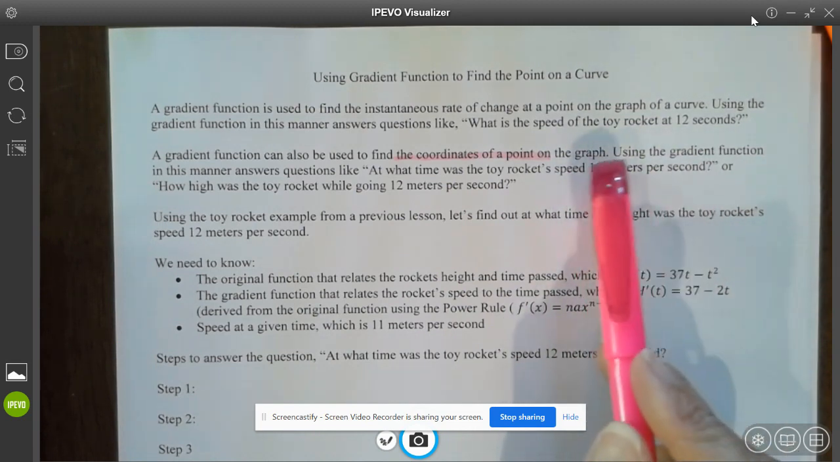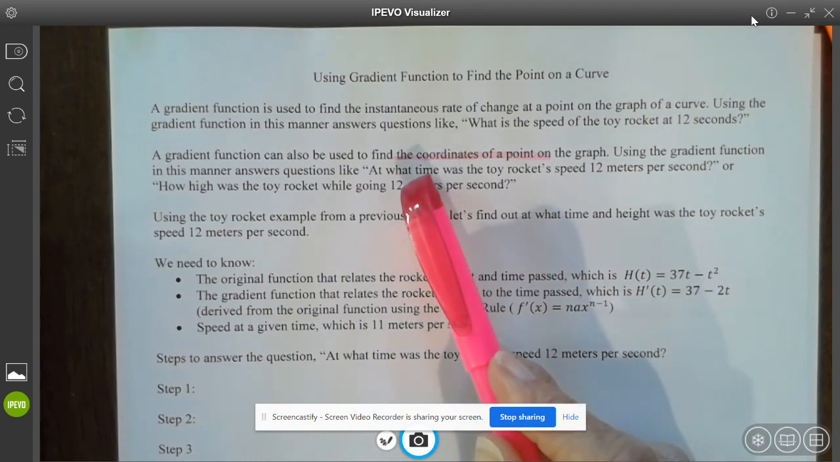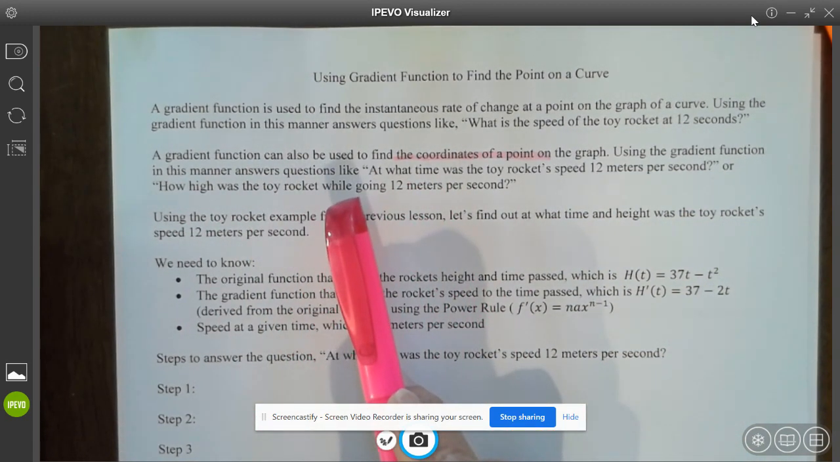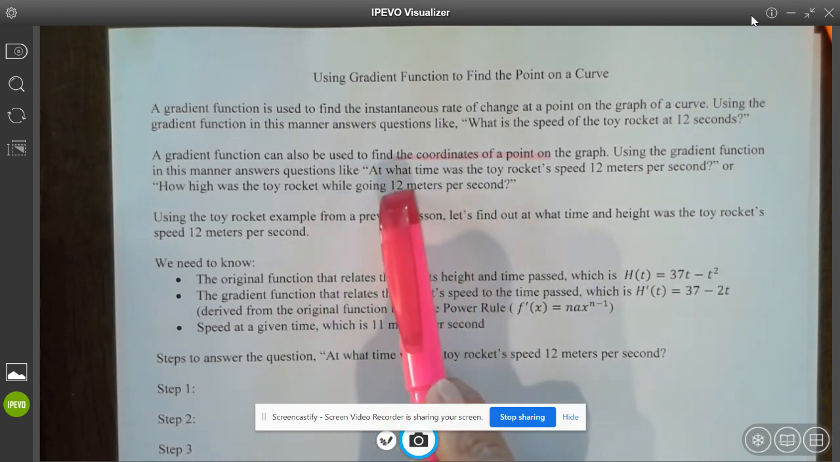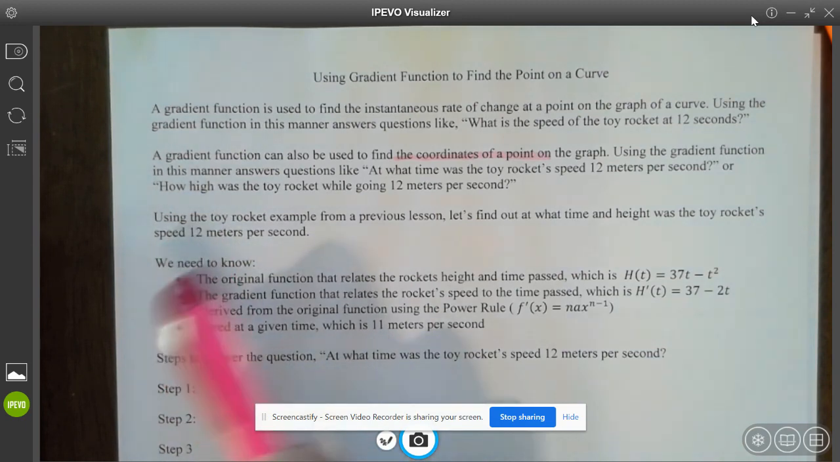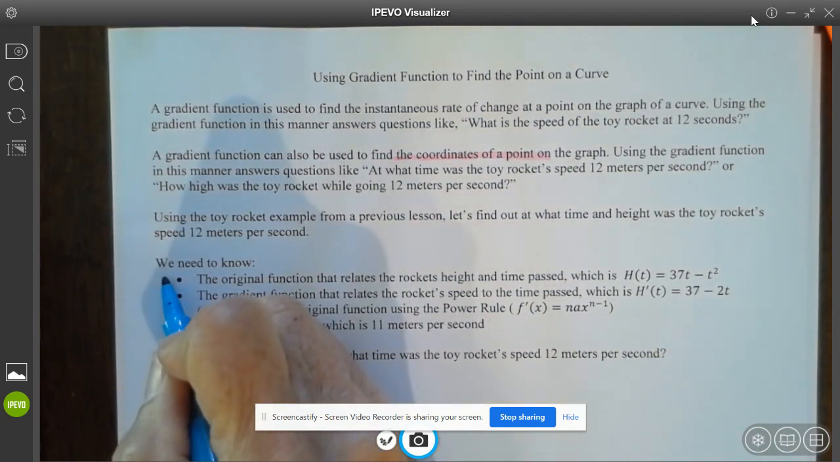So we know the gradient, we know the instantaneous rate of change, but we don't know the time. Or we could ask the question, how high was the toy rocket while going 12 meters per second? Again, we know the rate of change, but we don't know the height. So in order to do this, we're going to need several things. The first thing we're going to need to know is the original function.